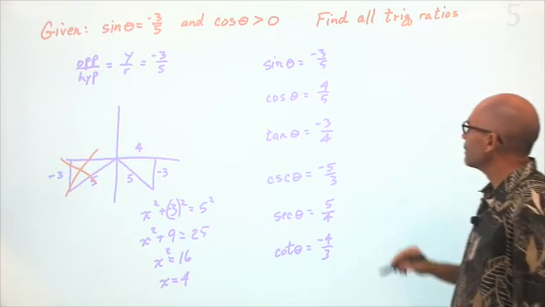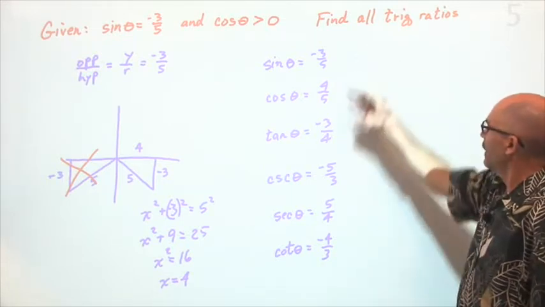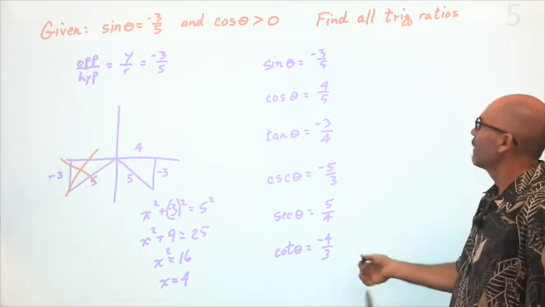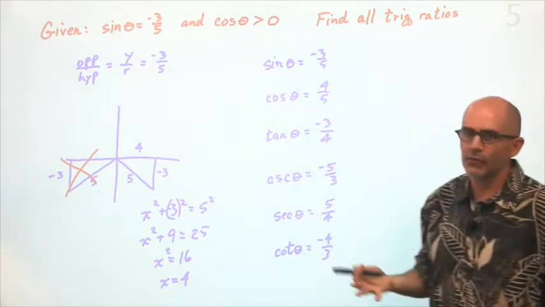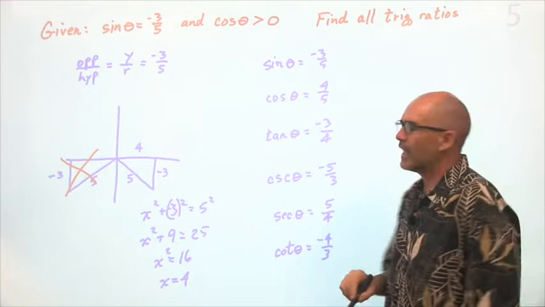Okay. There's all 6 trig ratios from knowing your sine and one other trig function. Okay, cruising onward.